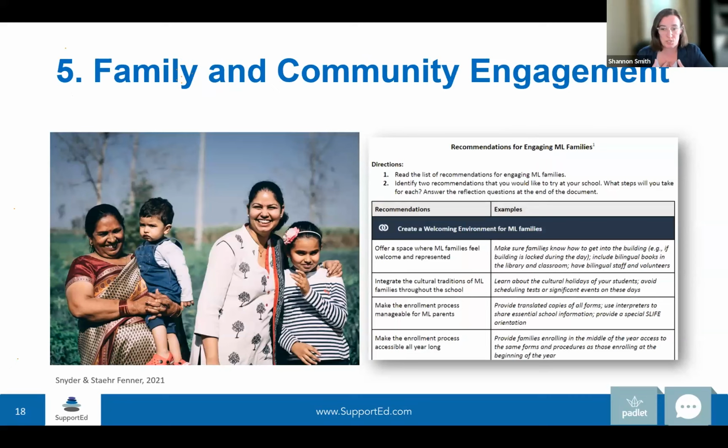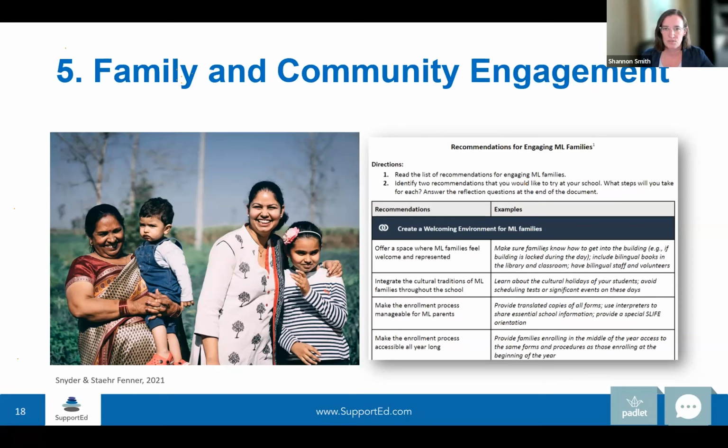And the last component that we're going to talk about with programming is family and community engagement. A lot of it, and I'm going to give a shout out to Carol and her dissertation. If you haven't read that, please take a moment. It'll probably be longer than a moment, but take some time to read it.